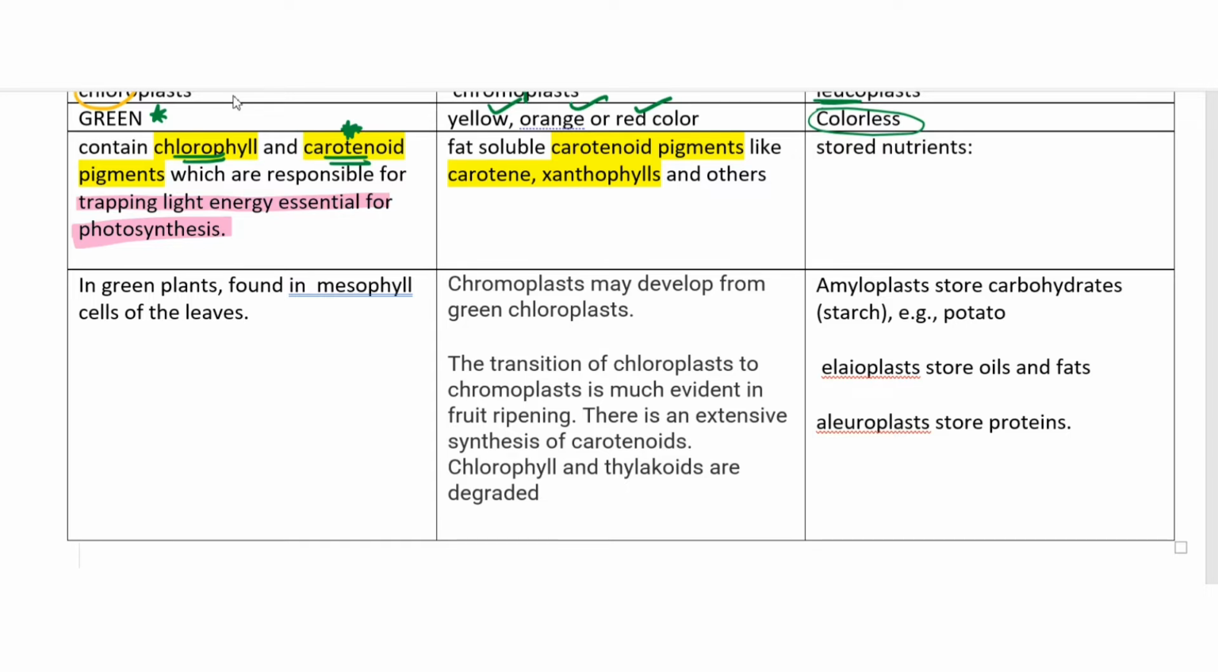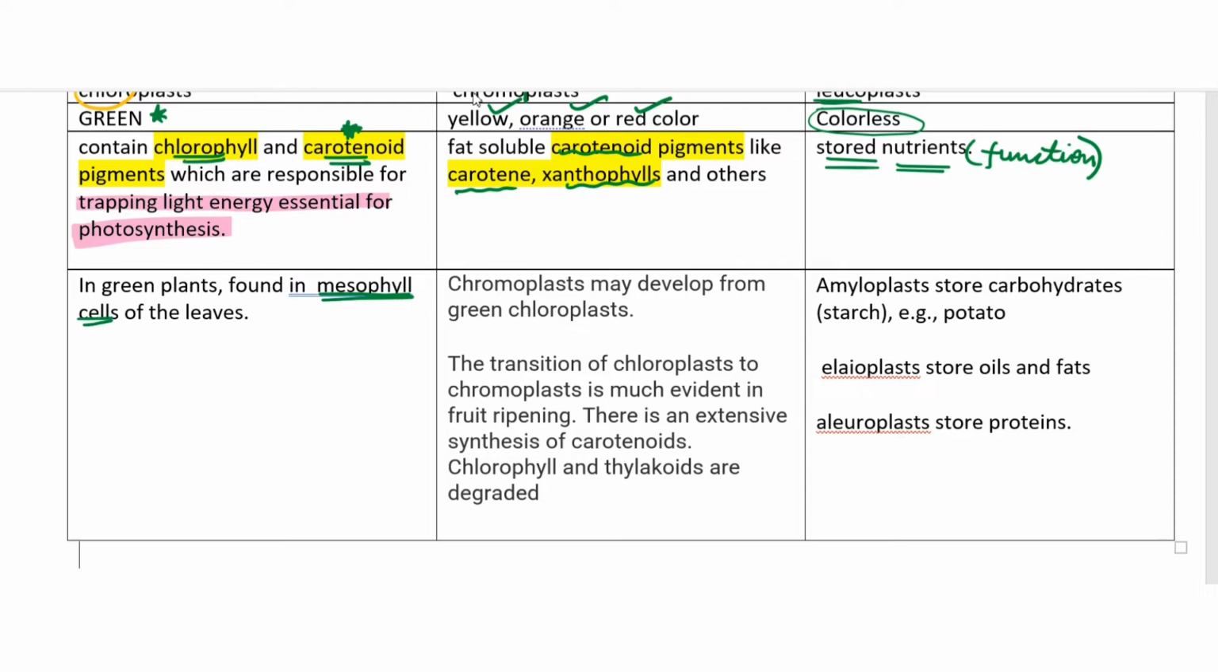Next, in chromoplast, there are fat soluble carotenoid pigments again, like carotene and xanthophyll, which are responsible for producing the yellow, orange and red color. And in leucoplast, there is no pigment associated with the leucoplast, and the main function of leucoplast is storage of nutrients. So where is chloroplast present? It is found in the mesophyll cells of green plants. Mesophyll cells are present in the leaves.